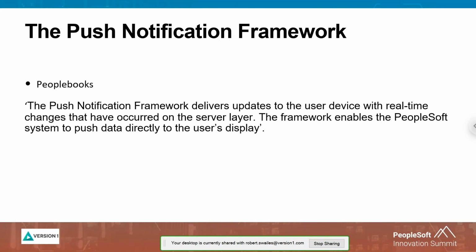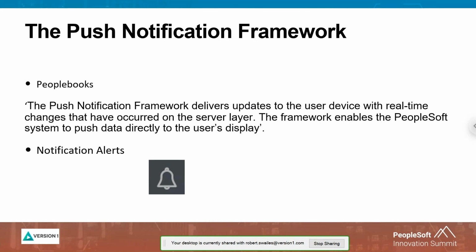So PeopleBooks tells us that the push notification framework delivers updates to the user device with real-time changes that have occurred on the server layer. The framework enables the PeopleSoft system to push the data directly to the user display. We're most familiar with this functionality in the form of the little bell icon, the notification alert that sits on your fluid action bar, and that allows PeopleSoft to push its alerts out to you to inform you about various things.